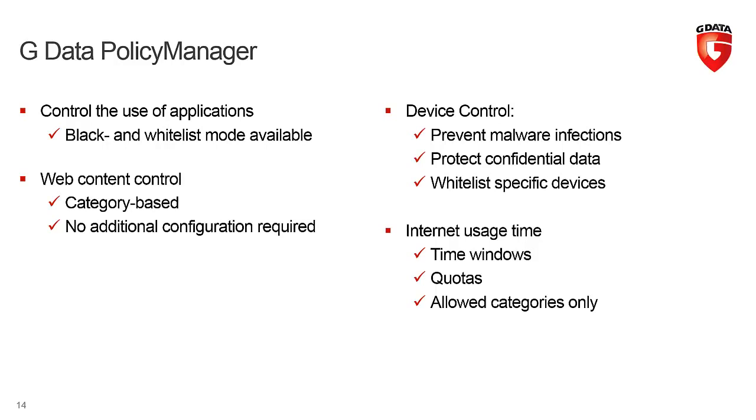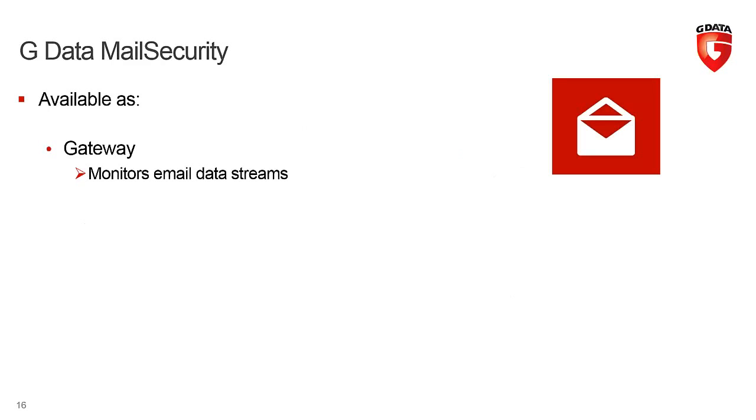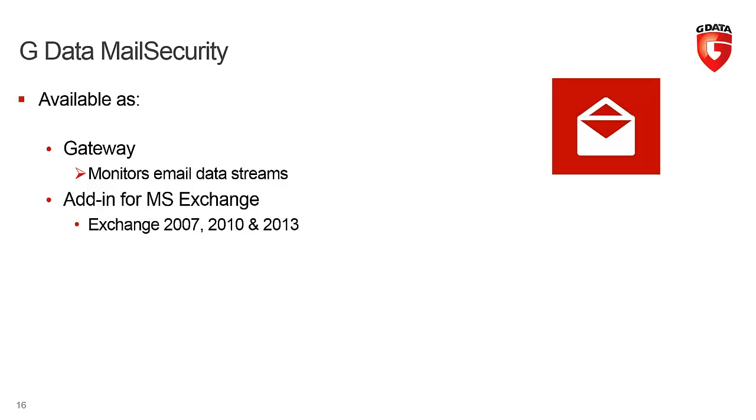The optional mail security feature comes in 2 flavors. As a gateway solution which monitors the data stream of incoming and outgoing emails, and as an add-in for Microsoft Exchange 2007, 2010 and Exchange 2013. The latter is of course installed on your Exchange server and scans all the items that get into and out of the information store of your Exchange server.